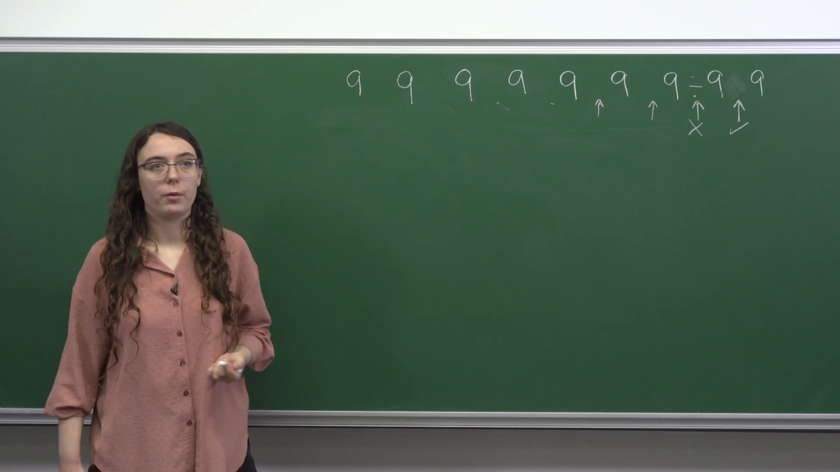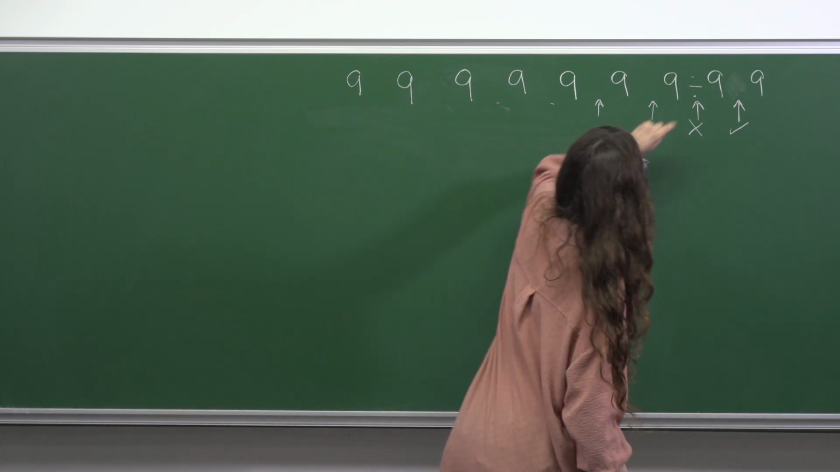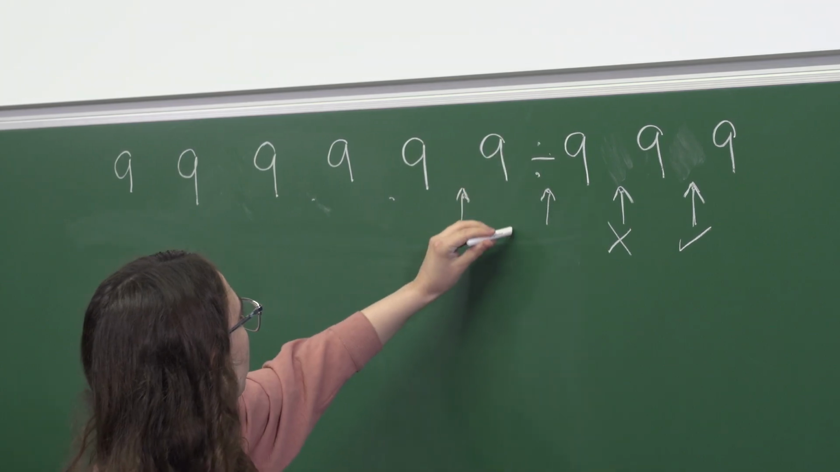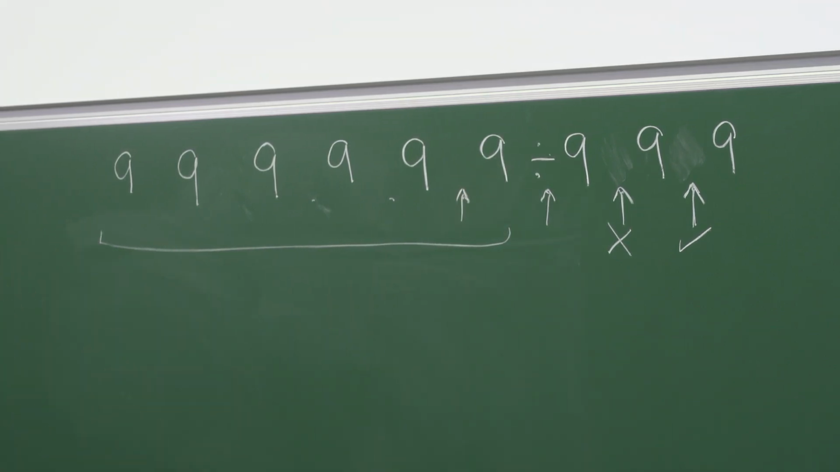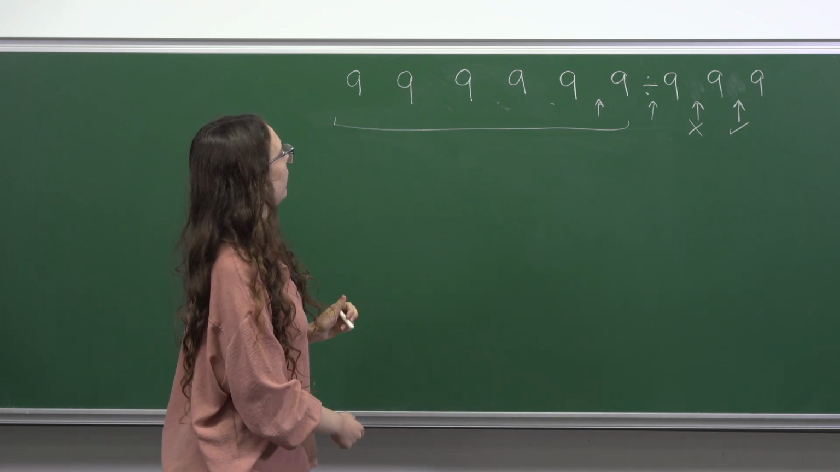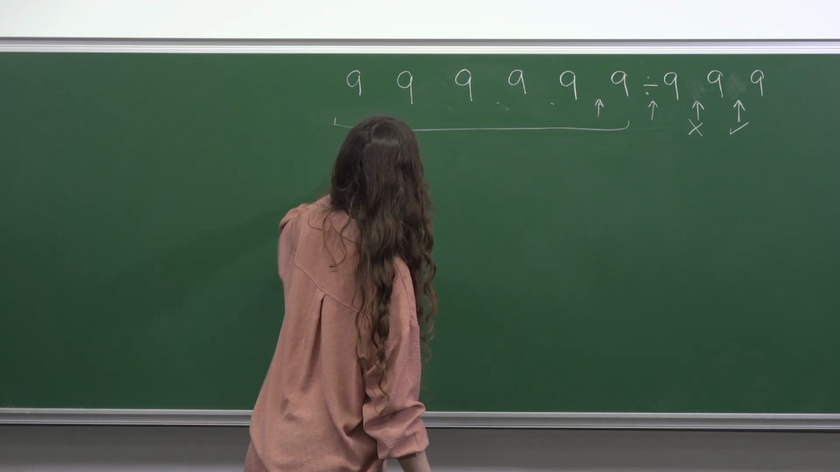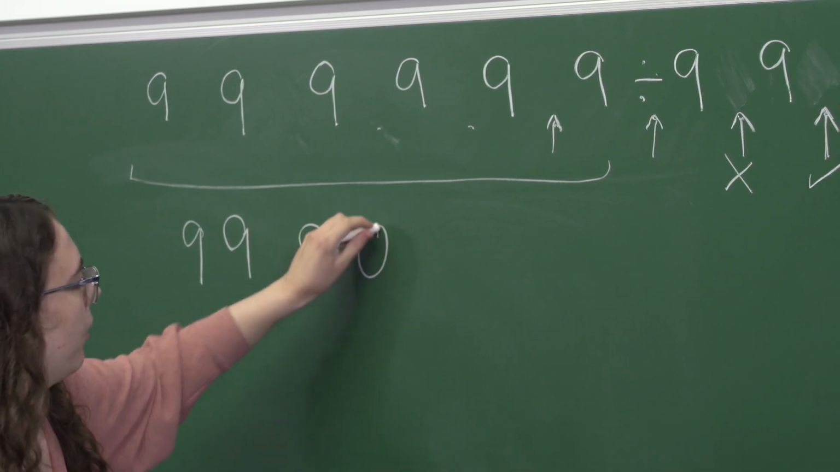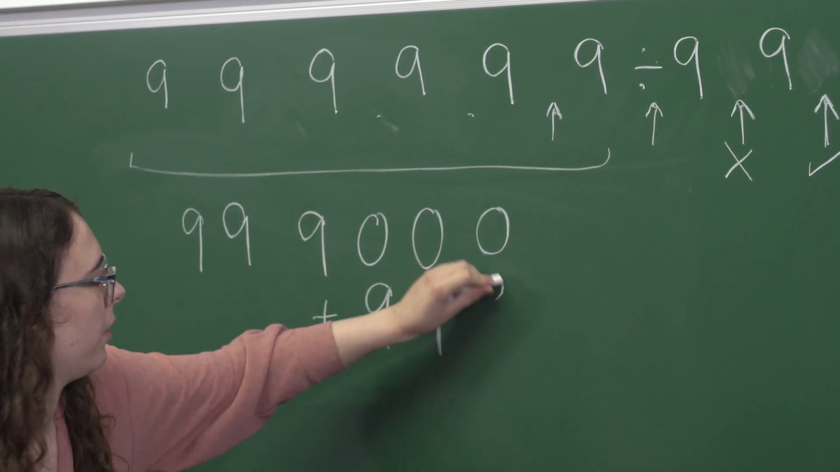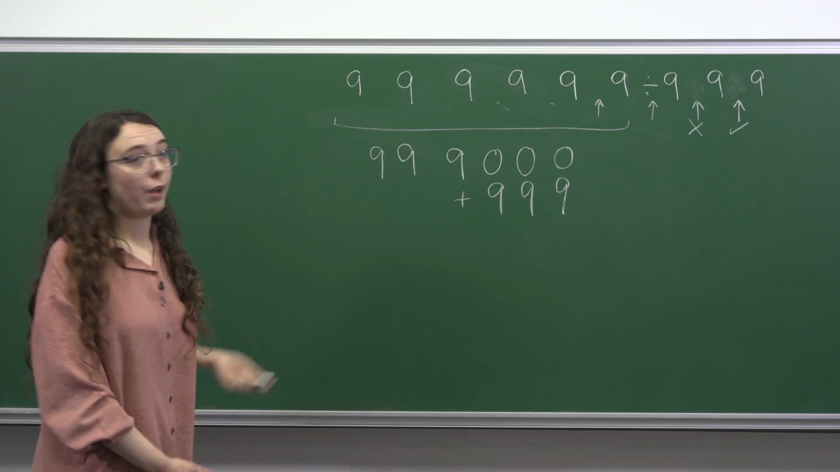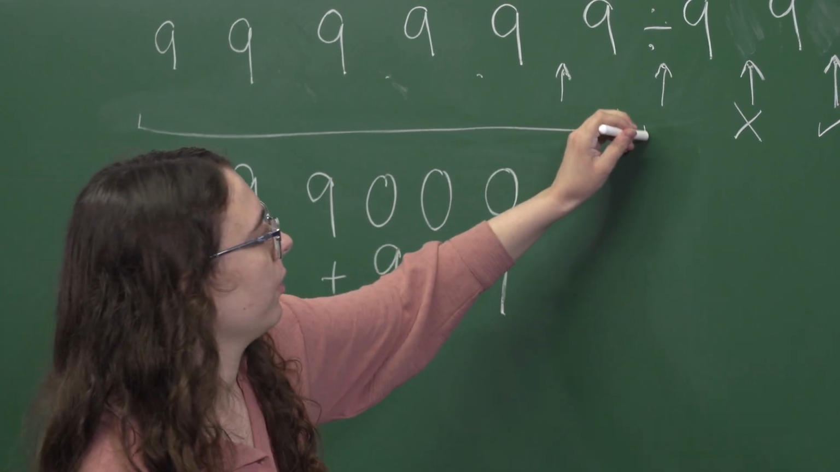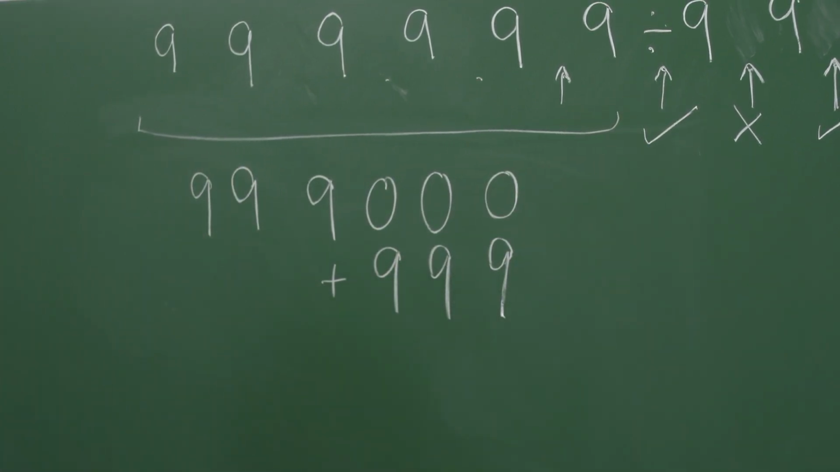Now let's look at the third position. So here, the number consisting of 6 nines divided by the number consisting of 3 nines, well, we can clearly write this number as 999,000 plus 999. And these are definitely both multiples of 999. And so this calculation is absolutely fine.